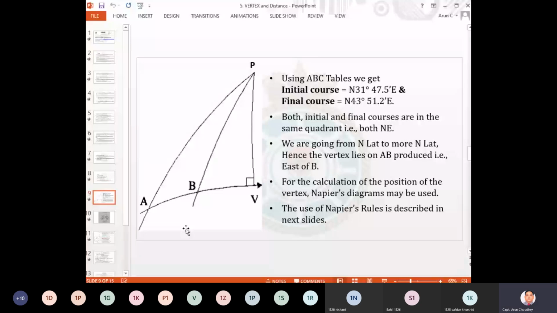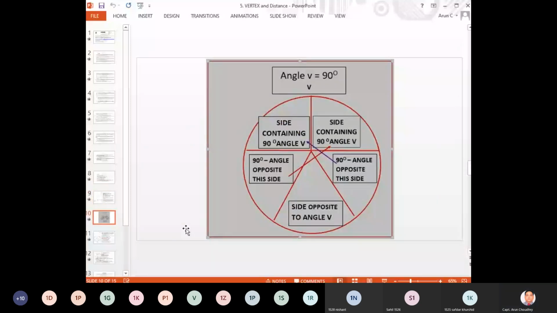What I want to do now is again go through this Napier's diagram. Is this Napier's diagram understood by all or no? Just put Y or N in the chat. If somebody has not understood, just let me know.